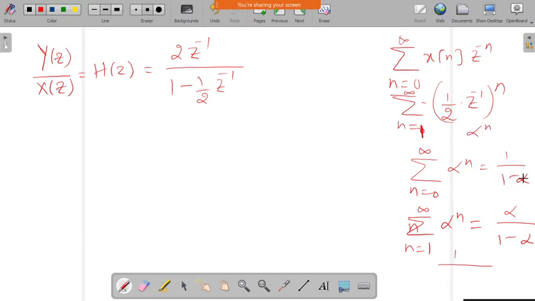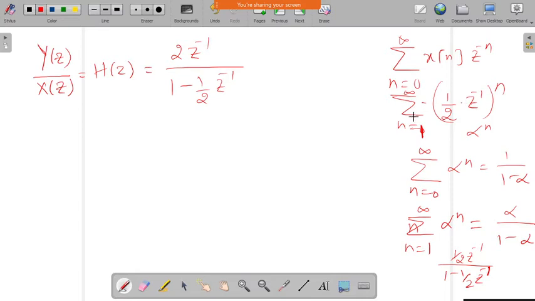So now we can compare this expression. This whole thing is alpha power n. So for this expression alpha by 1 minus alpha, in our expression it is 1 by 2 into Z inverse divided by 1 minus 1 by 2 into Z inverse, right? So this summation we can write like this.